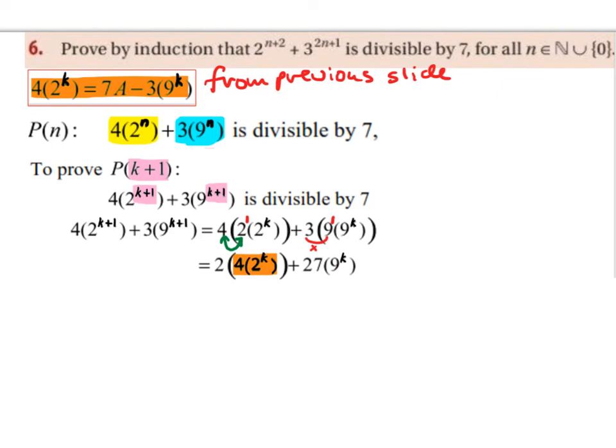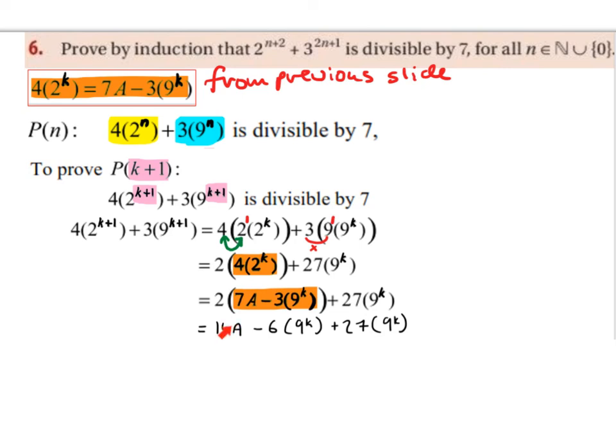So now hopefully you can spot why we did that. Hopefully you can see that we have 4 times 2 to the power of k inside these brackets. And we also have 4 times 2 to the power of k up here. So we're going to replace 4 times 2 to the power of k with 7a minus 3 times 9 to the power of k. So the 2 stays the same. We have the set of brackets, and we bring down the plus 27 times 9 to the power of k. Next, we're going to multiply out these brackets. So 2 times 7a is 14a, and 2 times minus 3 times 9 to the power of k is going to be minus 6 times 9 to the power of k. And we'll just bring down the plus 27 times 9 to the power of k.